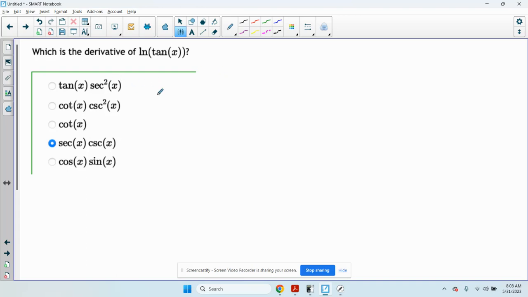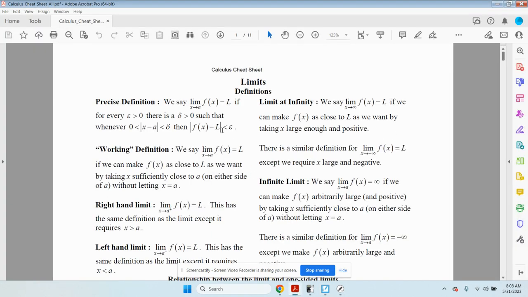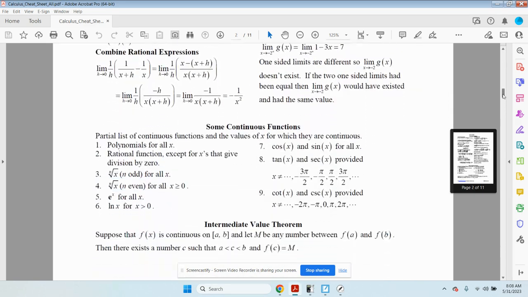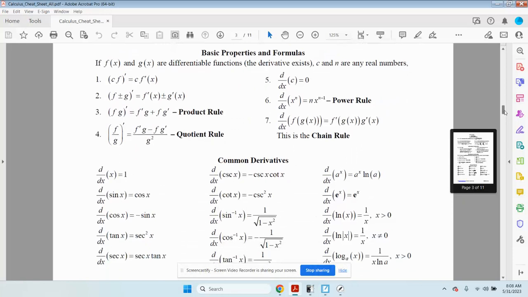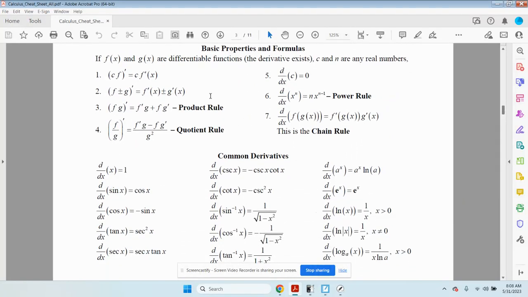Okay, so my first piece of advice when completing these derivative problems, pretty much any problem in chapter 3, is to have this calculus cheat sheet printed out from the first module, and you're going to jump to page 3 and basically look at the bottom half of the page. So this has all your derivative rules and your common derivatives.